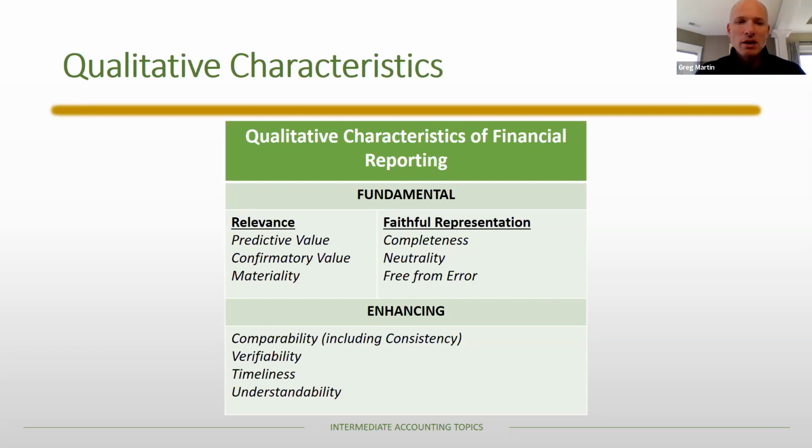And then timeliness basically means the information comes soon enough that it's useful for decision making. It's not delayed unnecessarily. And then obviously it needs to be presented in a way that's understandable. So, if it's really convoluted and difficult to process, then we're missing an important qualitative characteristic of financial reporting. But again, those enhancing characteristics are secondary to relevance and faithful representation.